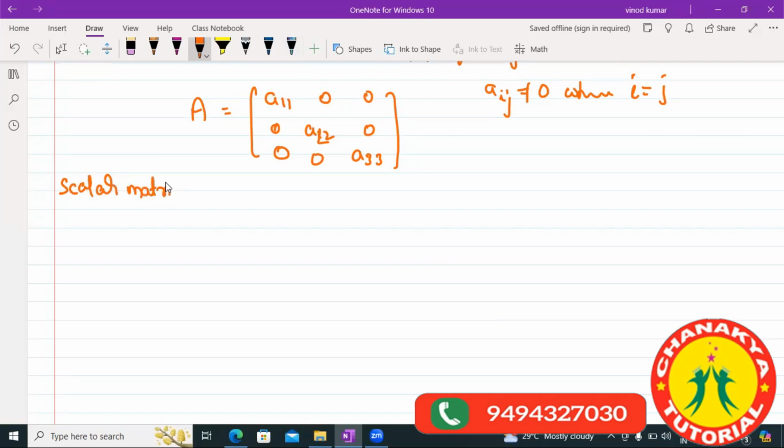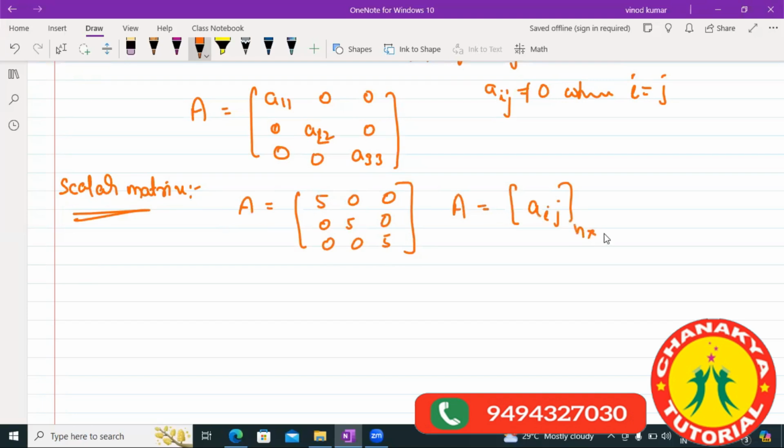Next, scalar matrix. Scalar matrix means, in a diagonal matrix, the diagonal elements are the same. Suppose A equals 5, 0, 0, 0, 5, 0, 0, 0, 5. That means A equals Aij, n by n. Aij equals some scalar alpha whenever i equals j. Alpha means any one scalar. So all the principal diagonal elements are non-zero and all equal to a number, either 5 or 6, whatever it is. So it is a scalar matrix.